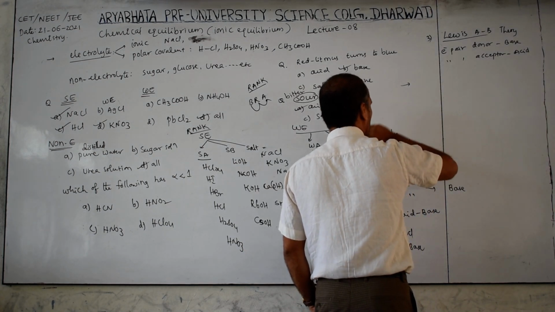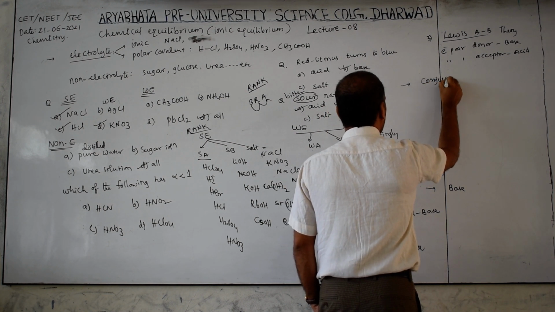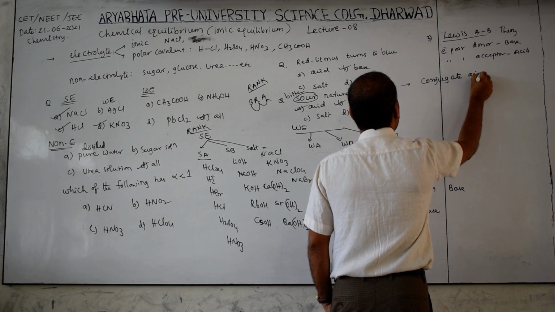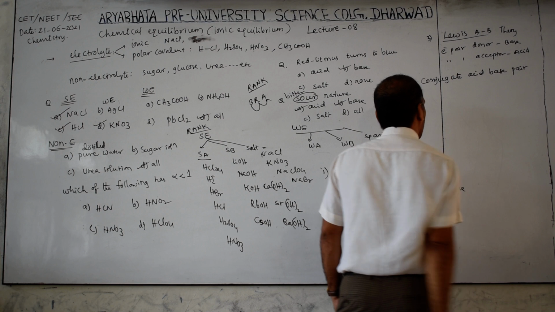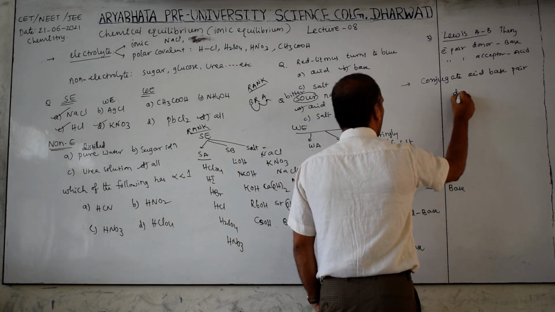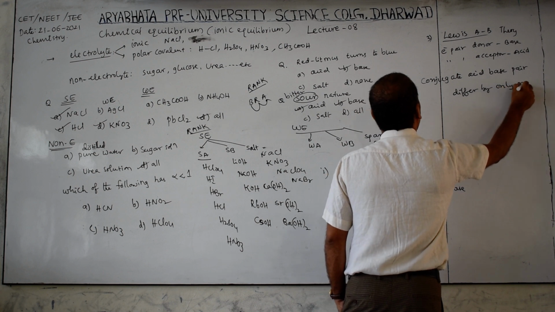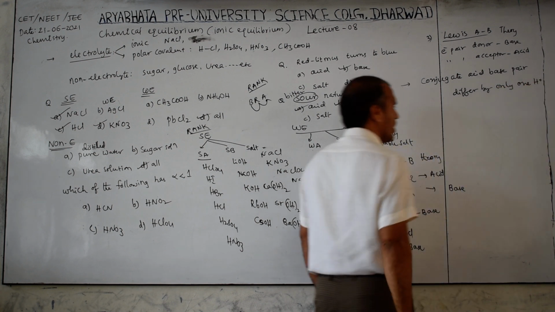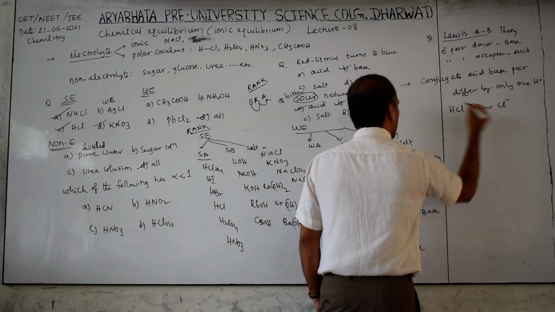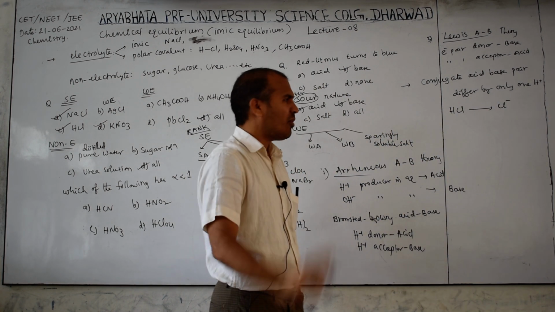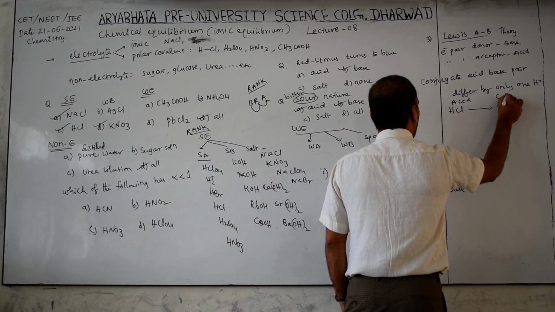Based on this, in Bronsted acid-base theory, one concept is called the conjugate acid-base pair. What does conjugate acid-base pair mean? They differ by only one proton. Now consider this is HCl, this is Cl minus. What is the difference between these? Only one proton. If it is an acid, then this will be the conjugate base.